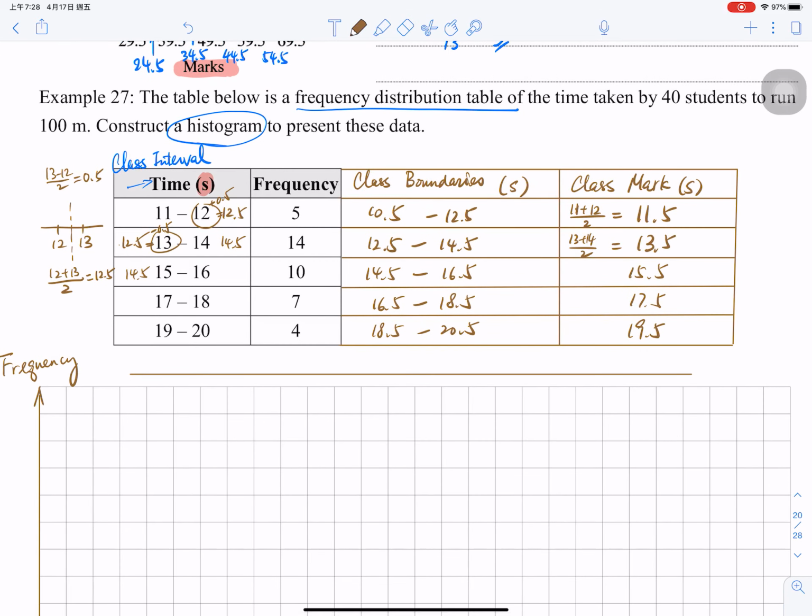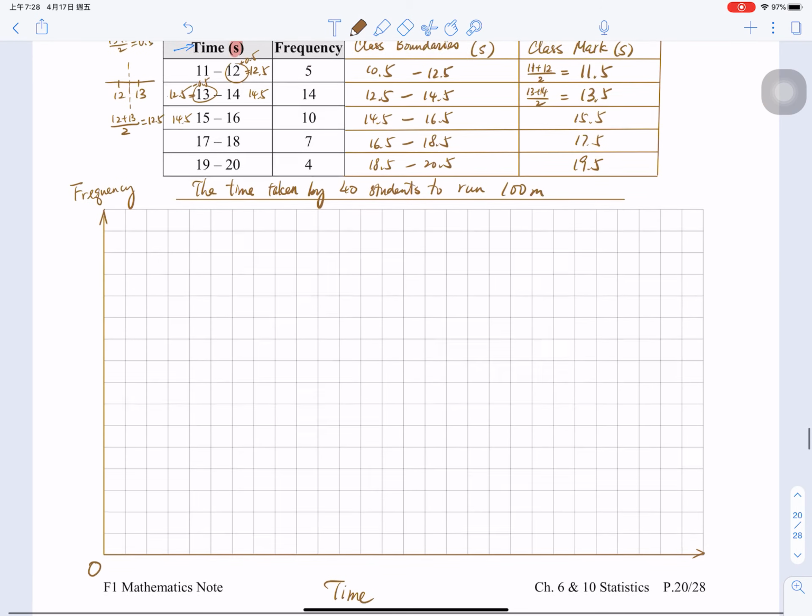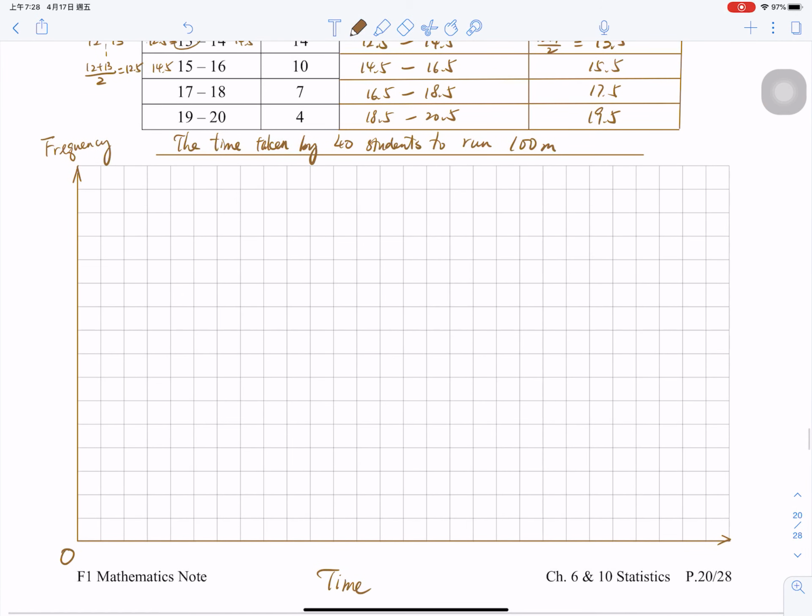Okay, now write down the title. Very easy. The time taken by the students to run 100 meters. So you just copy this one: the time taken by 40 students to run 100 meters. Okay, that's great. Now, how to draw this one? Here, frequency and time. Don't forget second as the unit. Okay, second as the unit. Goes on.